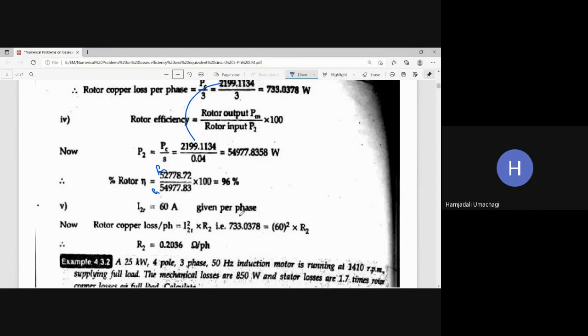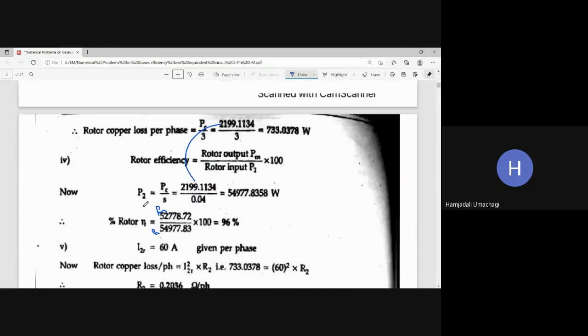The P2 value is 54,977.8358, just in terms of watts. If you do the division and multiply by 100, you will get the rotor efficiency eta equal to 96%. So this is the fourth parameter. And the last parameter we should calculate is the rotor resistance.